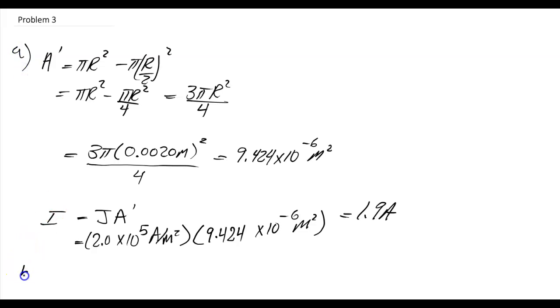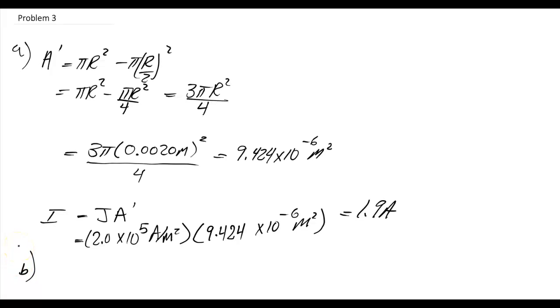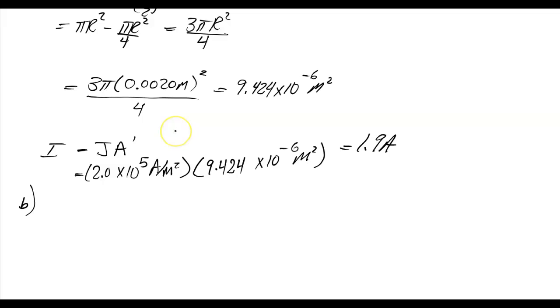Part B says find the current if now the current density is changed to a variable that depends on the distance. And so we can say that the current density along a wire length would have an element area dA.